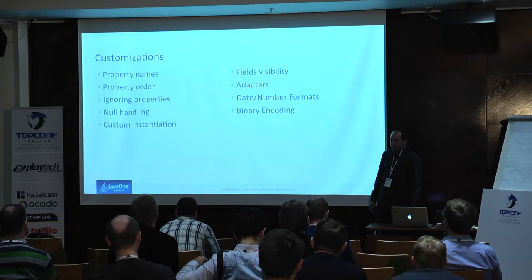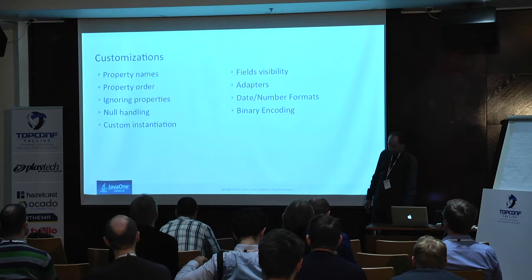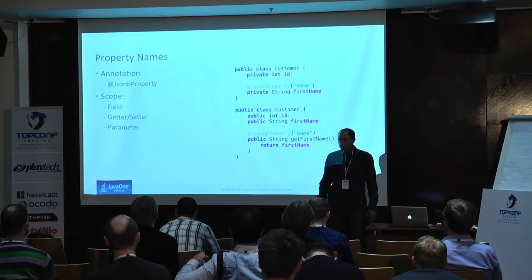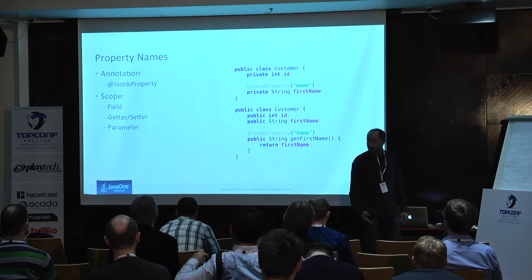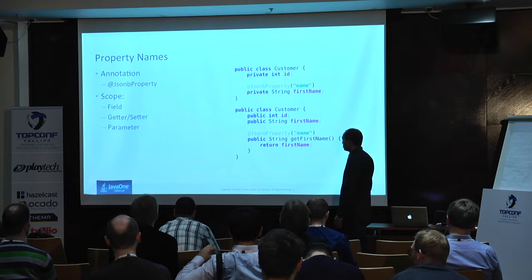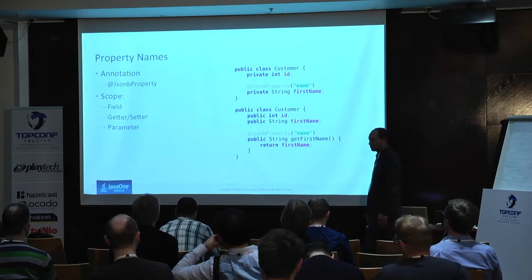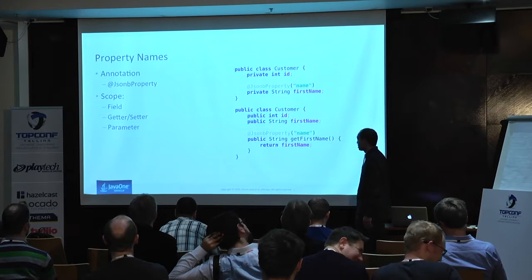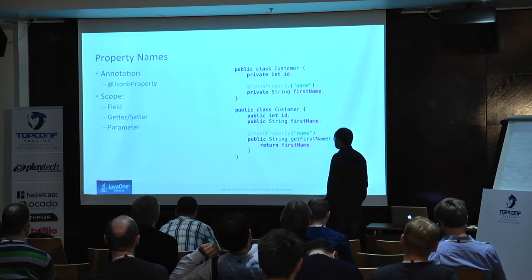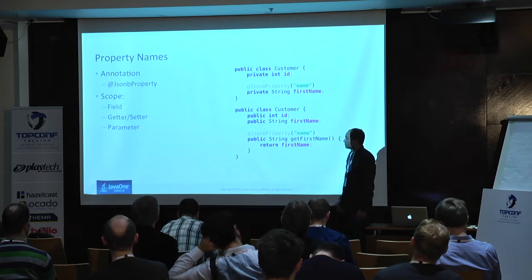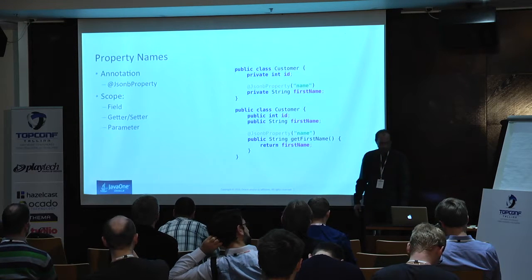This provides a summary of all possible customizations, so let's go quickly through each of them. Property names, you can customize property names. Say you have a class which has a field firstName, but you don't want to have firstName in your JSON document, you want to use name, so you can use the JsonbProperty annotation. It can be defined on a field, on a getter, setter, or on a parameter.